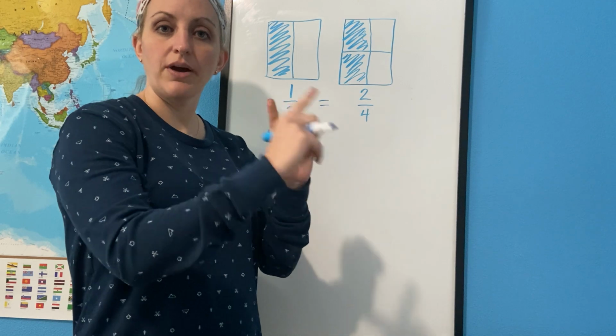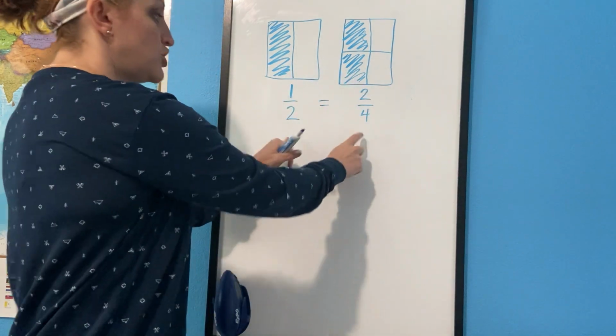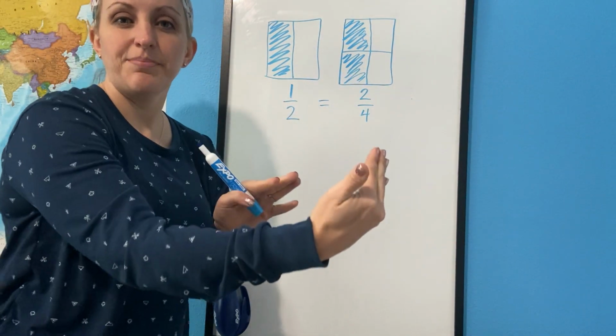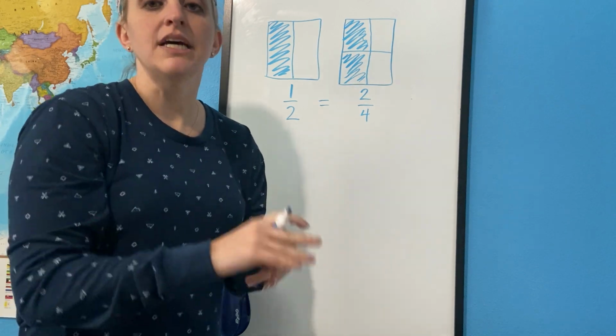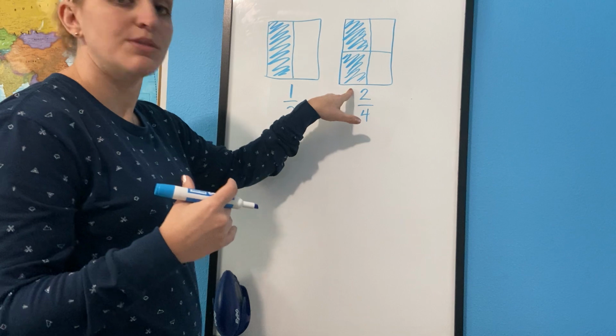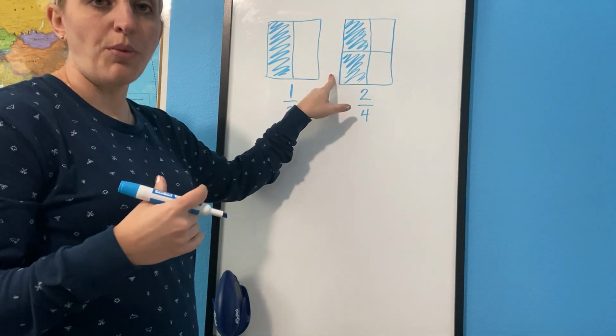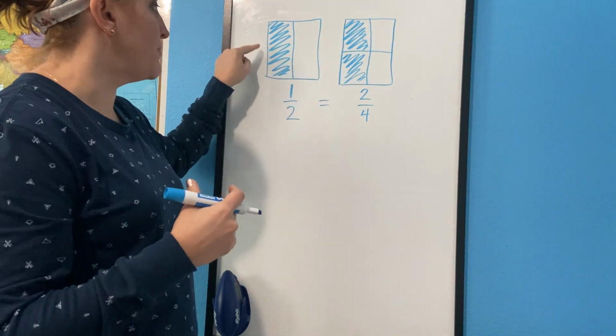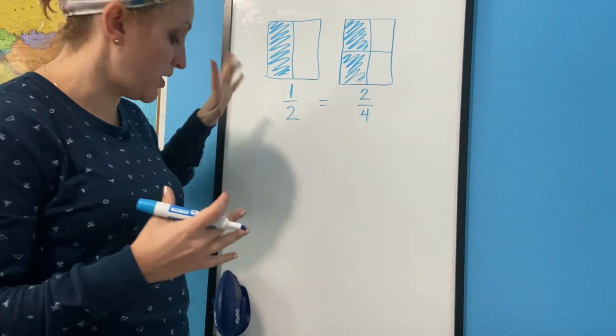If you play around with it, you can see that if you stack these 2 on top of each other, they take up the exact same amount of space. That means that they are equivalent. So even though this one has more pieces, the pieces are smaller, so it takes more of them to equal this.